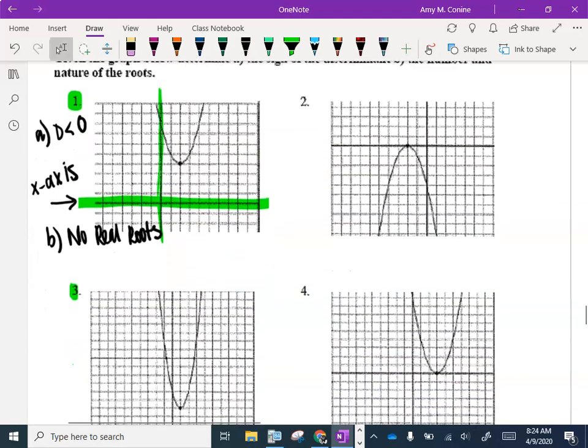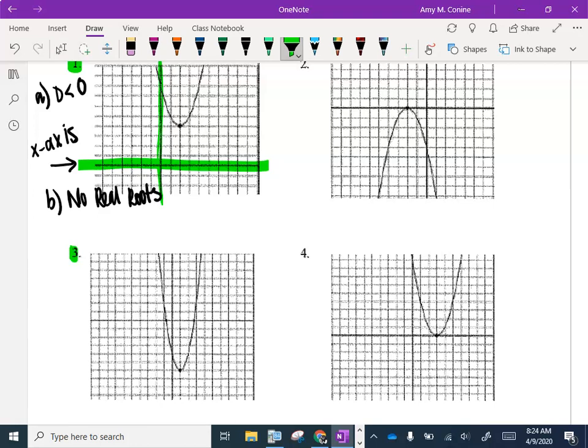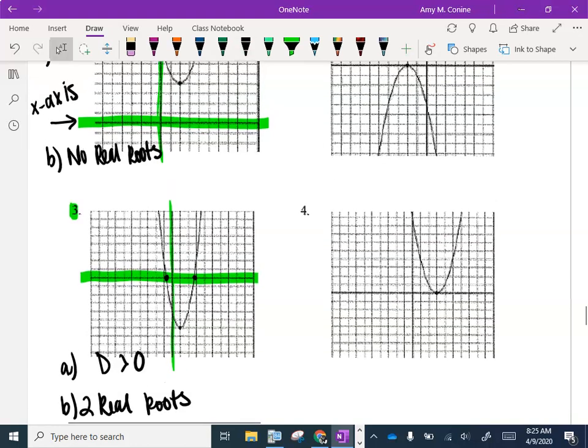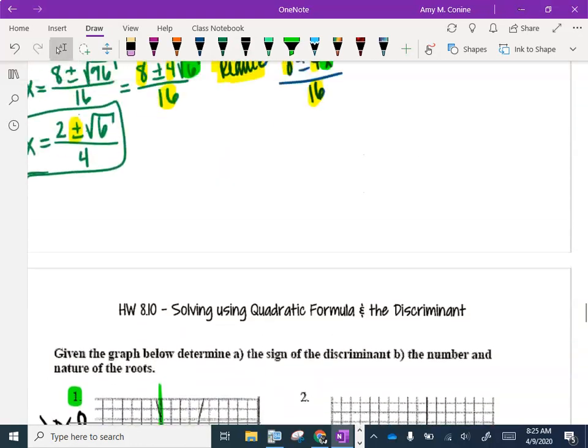So like for number 3, our x-axis is right here and our y-axis is right here. If you look at the picture, we've got a dot here and a dot here. It crosses your x-axis twice, so we have two real roots, which means that our discriminant is greater than 0. Okay, so you're going to use that information from the discriminant, and that's it. That's all you would do for the pictures of the graphs.